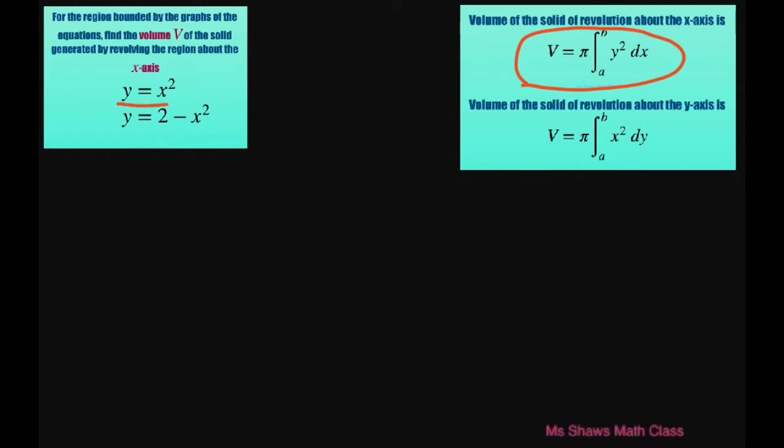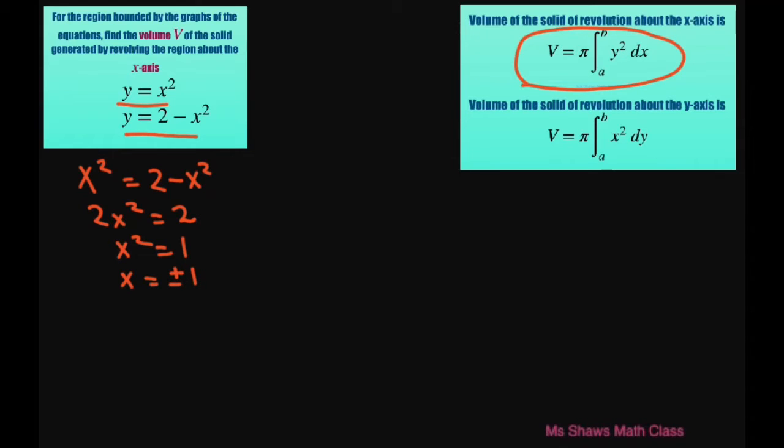Since we have two curves, we're going to have to find our upper and lower limits by seeing where the intersection points are. So we set them equal to each other. So y equals y, so x squared equals 2 minus x squared. So we have 2x squared equals 2. Therefore, x squared equals 1. Therefore, x equals plus or minus 1.